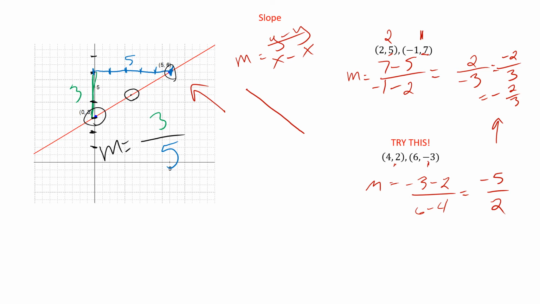Is that what you got? If not, did you get 2 over 5 or -2/5? That means you did the x's over the y's. Remember, it's y's over x's.